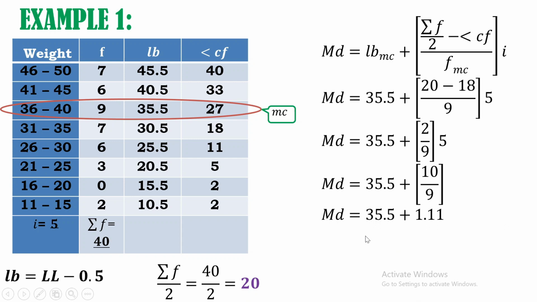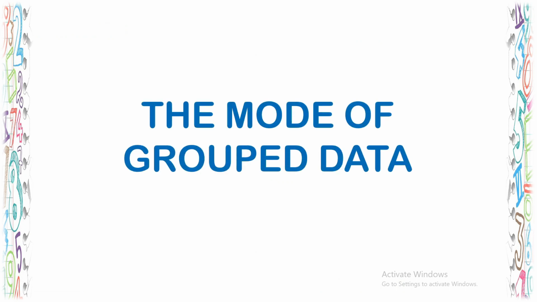So the median is equal to 35.5 plus 1.11, and that is equal to 36.61. So the median of the given grouped data is 36.61. Take note, the computed median is found in the class interval of our median class. It's between 36 to 40. Let's now proceed to the last measure of central tendency, which is the mode of grouped data.